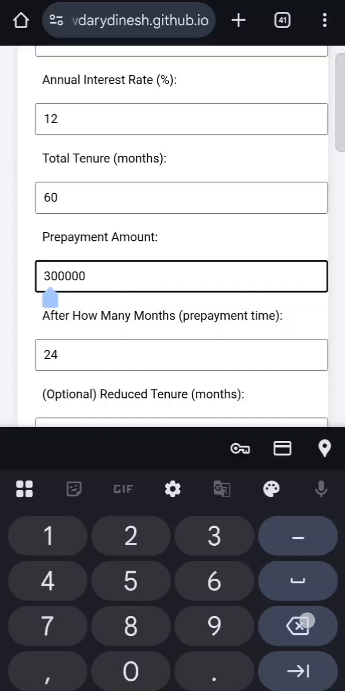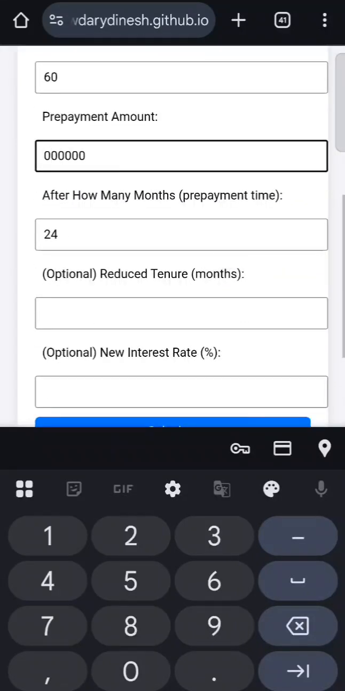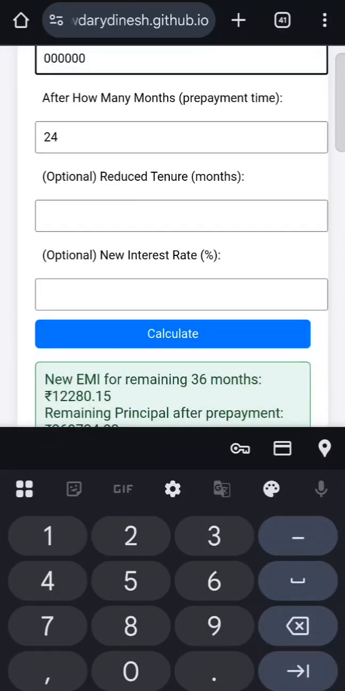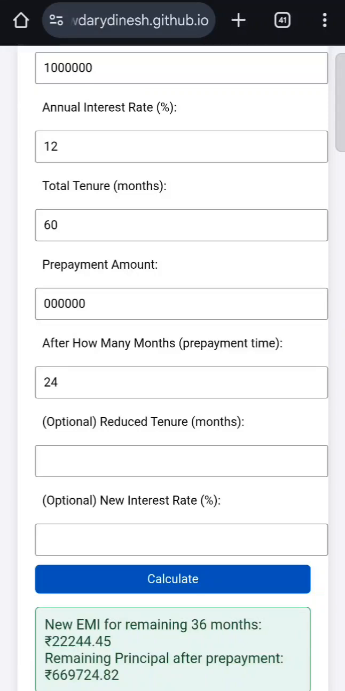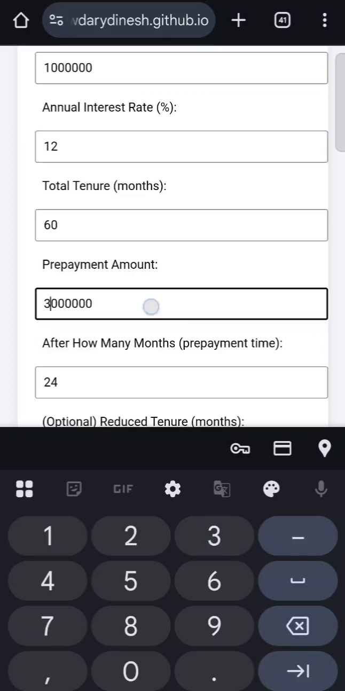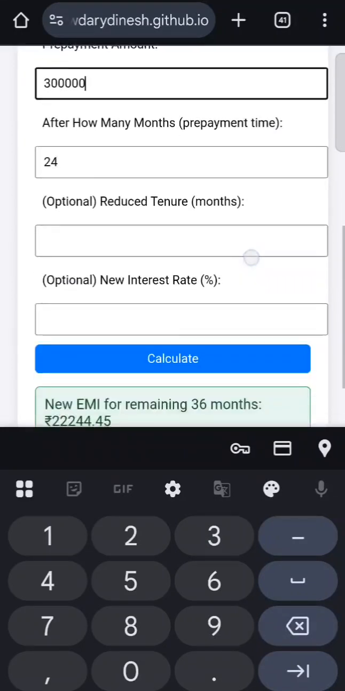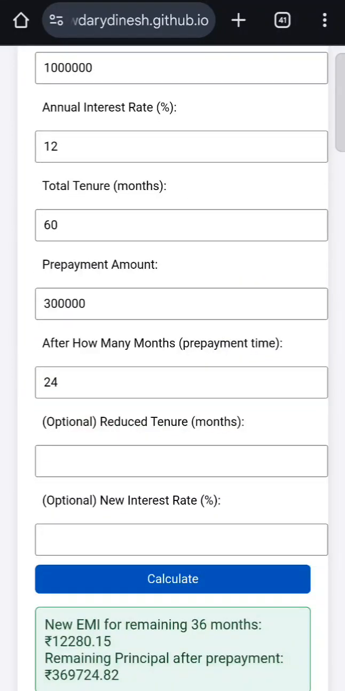Say, what will be the actual EMI that you'll be paying prior to any prepayment? In that case you will be paying around 22,244 rupees. If you do the prepayment of 3 lakhs, then you will be paying around 12,000. So the EMI is reduced by about 10,000 if you pay 3 lakhs after 2 years in a tenure of 5 years.